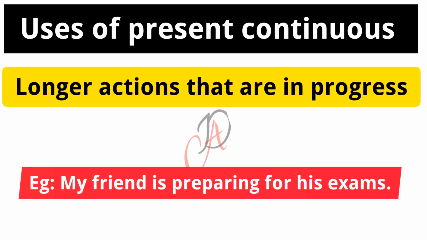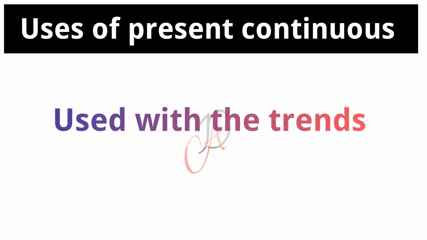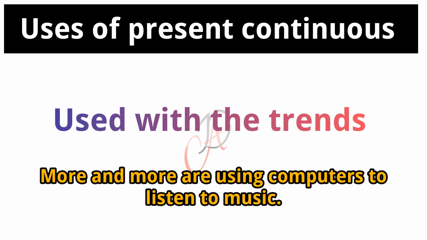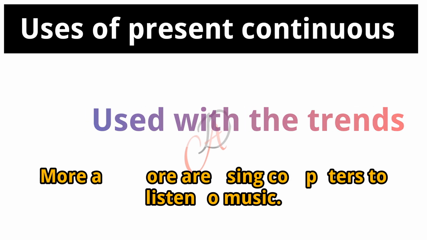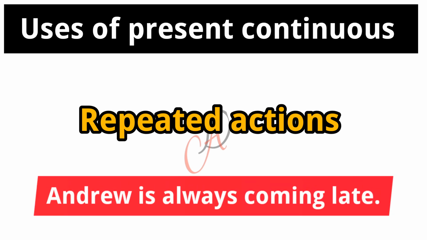And the fifth use of present continuous tense is that it is used with trends. For example, more and more people are using their computers to listen to music. Here, are using is in present continuous tense and it is going with the trend. And the last use of present continuous tense is with repeated actions which are irritating to the speaker, with words like always, constantly, forever. Let's see the example. Andrew is always coming late.